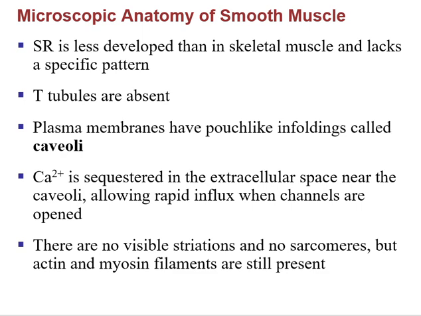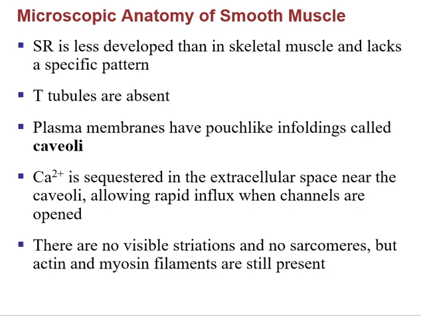Other differences between smooth muscle and skeletal muscle include that the sarcoplasmic reticulum in smooth muscle is less developed, and it lacks a specific pattern. Because T-tubules are absent, we also don't see the organization that's present in skeletal muscle.